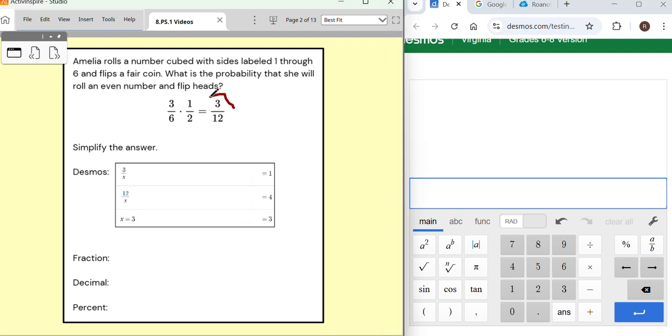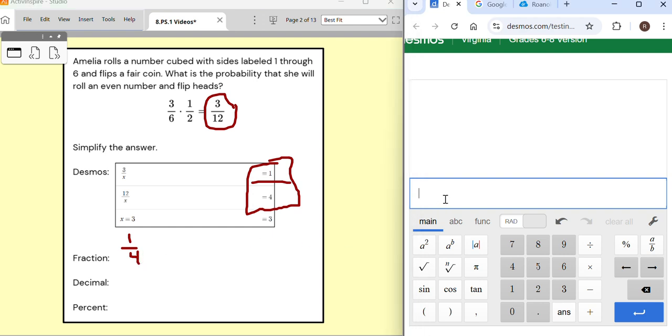Then we realize we need to check to see if this simplifies. So the way we do that is we take the 3 first, divide it by x. Take the 12 and divide it by x. Then start with x equals 3. Whatever this number is, that's what you put there. Then you go back down one at a time, 3, 2, 1, until one of the numbers gives you perfect whole numbers there. So 1 out of 4 is your answer if the question asks for a fraction.